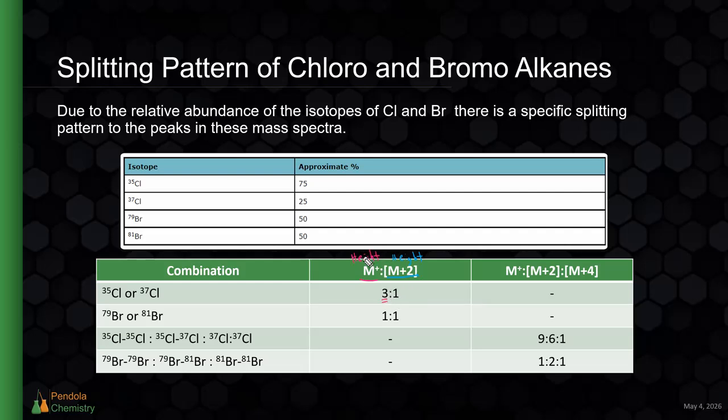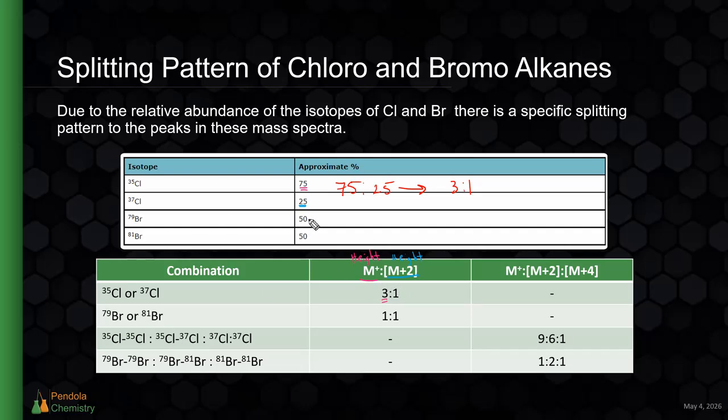Why is that? The 3 represents the 75%, and the 1 represents the 25%. So essentially the 75 to 25 ratio can be simplified as a 3 to 1 ratio. So 75% to 25% can be simplified to a 3 to 1 ratio in the heights of the peaks. And I'm going to show you what these look like in a second.